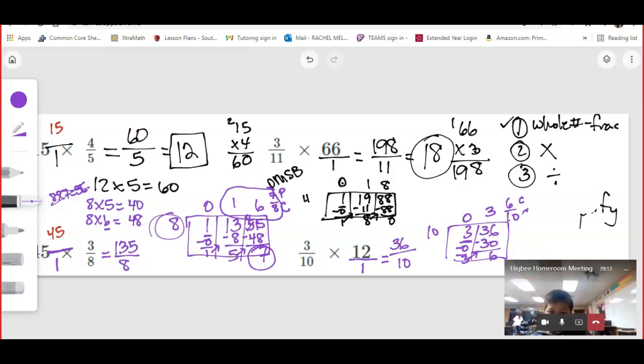Because they're both composite. So then you have to ask, if they're both composite, is there a number that I can divide them both by? Not by 4, but by 2. Yes, I can divide 6 and 10 by 2, right? So what's 6 divided by 2? 3. What's 10 divided by 2? 5. So really, this answer is 3 3/5.